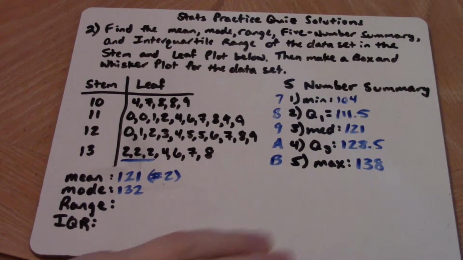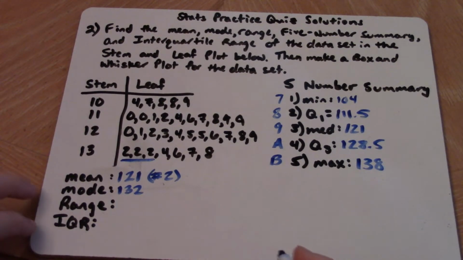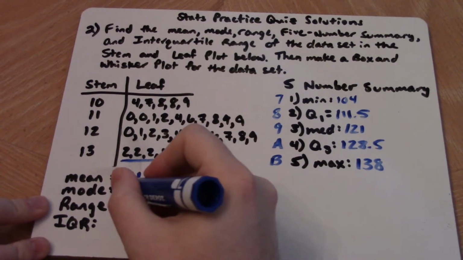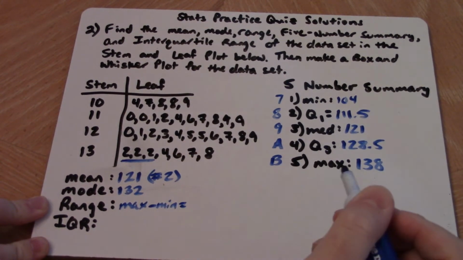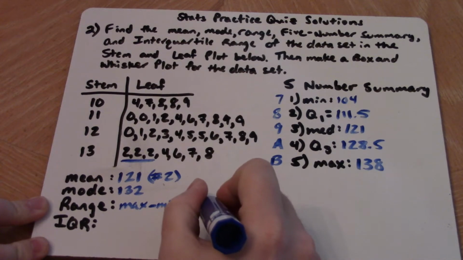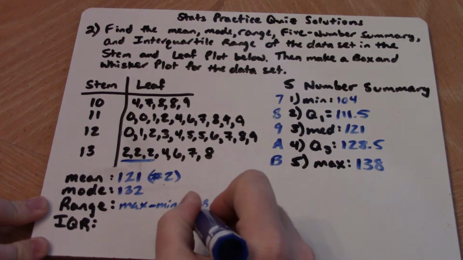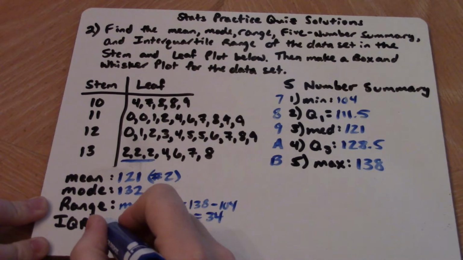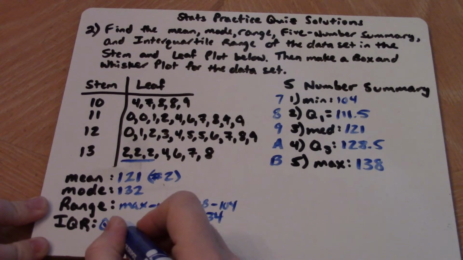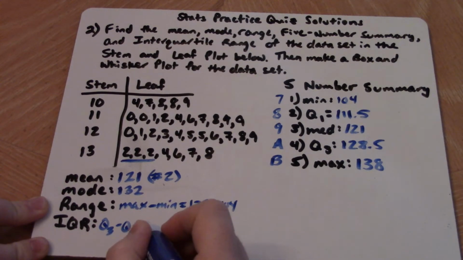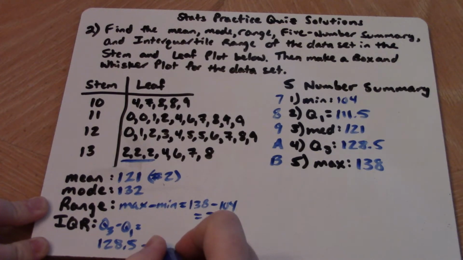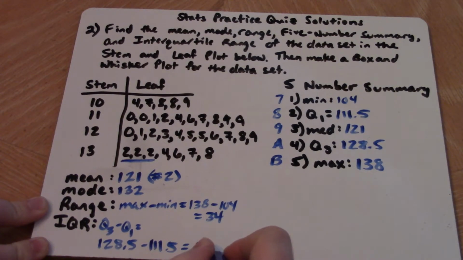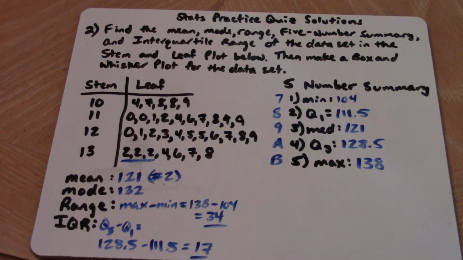We need to pull those numbers first because we use those numbers to find both the range and the interquartile range. The range is the maximum minus the min. That would be 138 minus 104, which is 34. And the IQR is Q3 minus Q1. That would be 128.5 minus 111.5, which would be 17. So there are all of the values we're asked to provide.